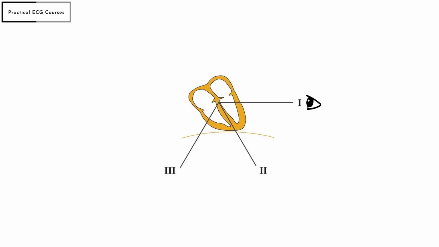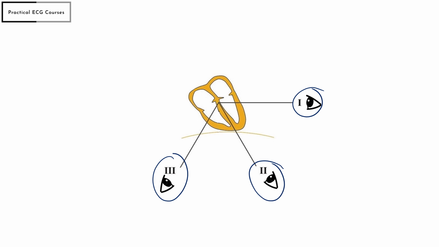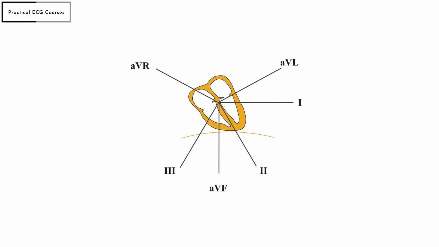Lead 1 looks at the heart from the left side, lead 2 looks from the bottom left, and lead 3 looks at the heart from the bottom right. That's all you need to remember. Lead 1 is here, lead 2 is here, and lead 3 is here. Now, if you bring together all the 6 frontal leads, this is what it looks like. AVR looking at the heart from the right shoulder, AVL looking at the heart from the left shoulder, AVF looking from the feet, lead 1 looking at the heart from the left side, lead 2 looking from the bottom left, and lead 3 looking at the heart from the bottom right.